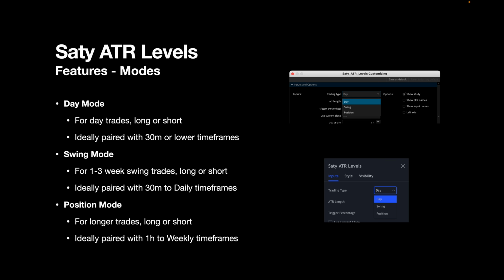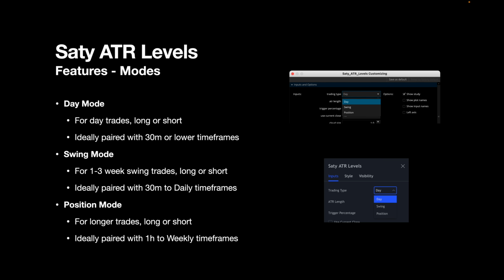For swing mode, this is typically for 1 to 3 week swing trades, also long or short, ideally paired with 30 minutes to daily time frames. I really like using this with the 1 hour, and I usually turn extended hours off on the 1 hour, so it's like a zoomed in version of the daily chart, if you will. And then I also use it on the daily chart as well. So that's my ideal pairing with this. And I have my Thinkorswim set up so that I can just click a button and it directly goes to the appropriate time frame with the appropriate mode, using a snapshot methodology.